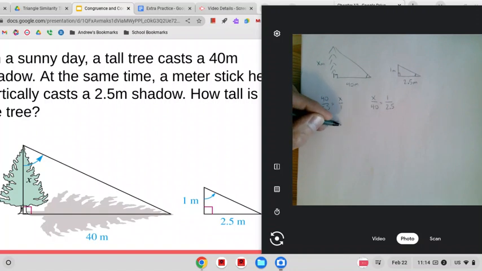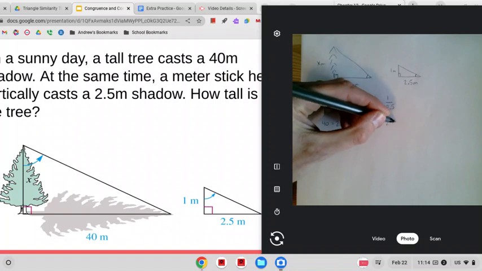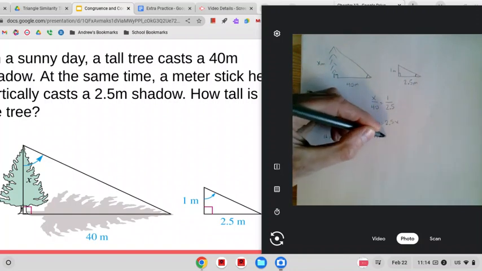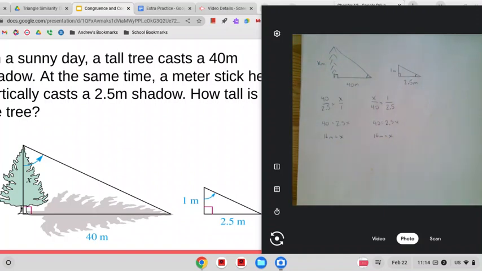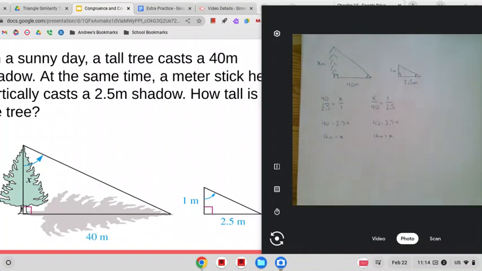All right, 40 times 1, I can do that in my head. That's 40. And if I do 40 divided by 2.5 to solve for x, I get that there is a 16-meter tree. And that feels right. The tree should be bigger than the meter stick, a lot bigger than the meter stick. Most trees are anyways. So 16 meters, yeah, that's a big tree. But that's a reasonable height for a tree.